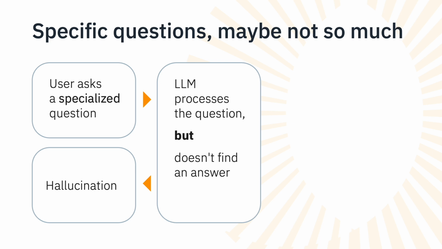But sometimes, if you have a more specialized question, maybe not so much. So the LLM might process the question, it doesn't find an answer, and then maybe it says it doesn't know the answer, or maybe it gives you a hallucination. And in case you're wondering, I was wondering about this, why do they call them hallucinations? They're things that the LLM is absolutely sure of that are completely fictional. They're just not correct. So hallucinations are what we're trying to avoid.